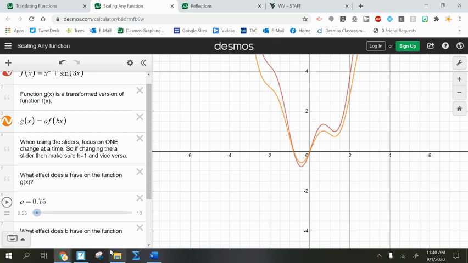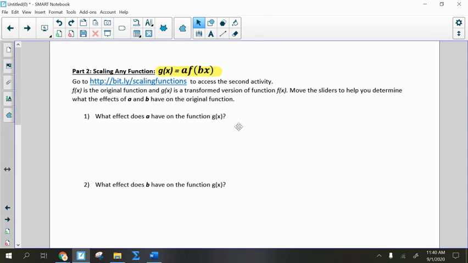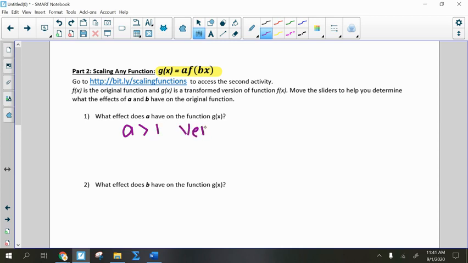So I'm actually going to go back and we'll write that down right now. So this is the value out front. So if your A is greater than 1, you have a vertical stretch.